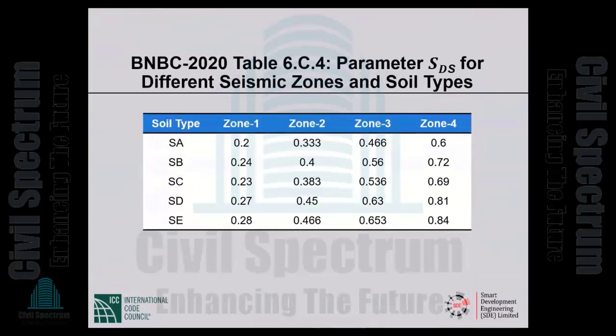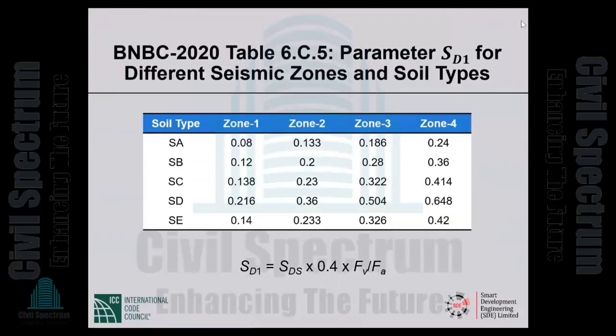Anyway, Appendix C also directly gives you the values of S sub DS and S sub D1. This table is S sub DS. This would be two-thirds of S sub S times the F sub A. You see the values, and the next table gives you S sub D1.